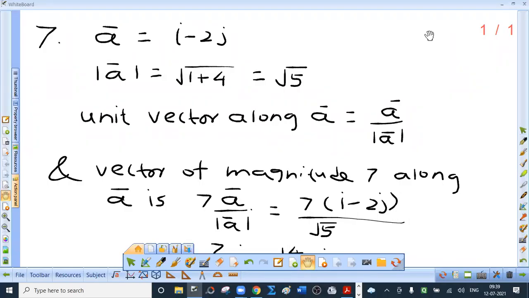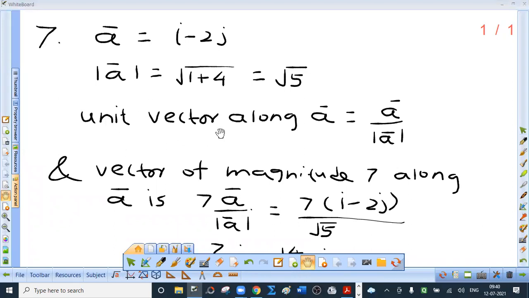Sum number 7. Find a vector in the direction of A bar equal to i cap minus 2j cap that has magnitude 7. Now A bar is i cap minus 2j cap. So what is mod of A bar? Now you will ask me, we are asked to find vector of magnitude 7. So why are you obtaining unit vector? See, initially we do not know what is the magnitude. So the best way is obtain unit vector in the direction of A bar and then say that we are interested in finding a vector whose magnitude is 7 and which is in the same direction. So just scalar multiple of that unit vector. Okay.